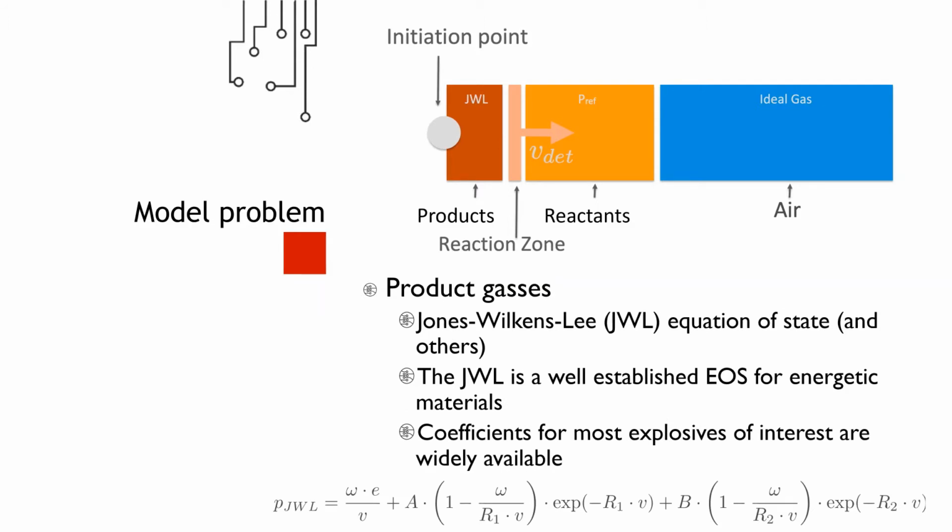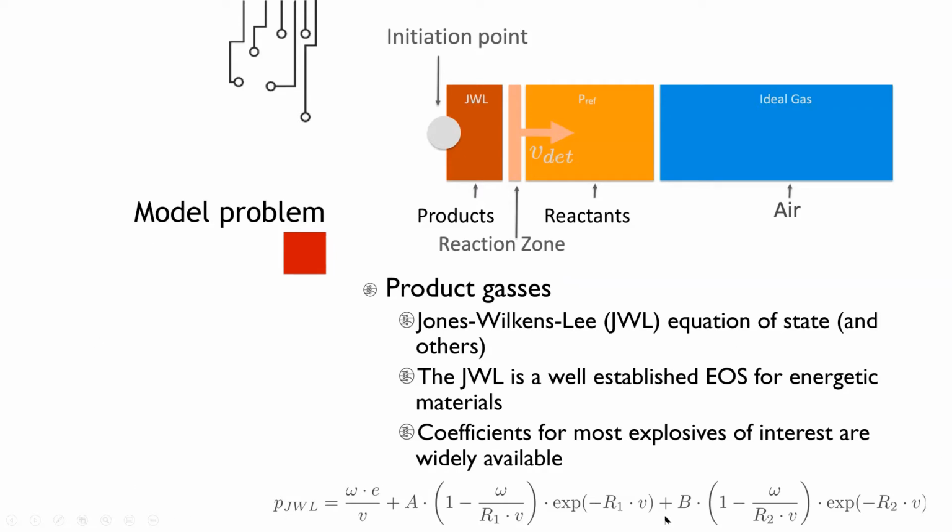So for the product gases, the most common equation of state used is the JWL, or Jones-Wilkins-Lee. There are others, but it's definitely the most frequently used one. It's very well established for energetic materials, TNT, C4, PBX, that kind of stuff. And again, very easy to find. You can generally do a Google search and it'll come up very quickly.